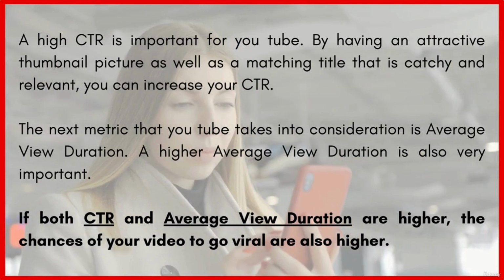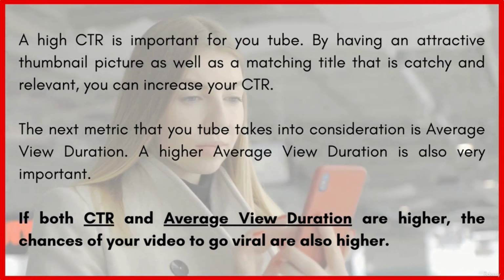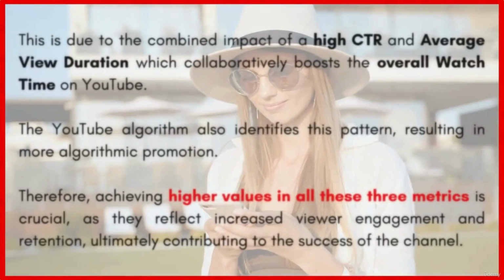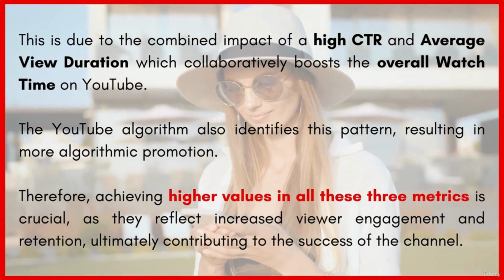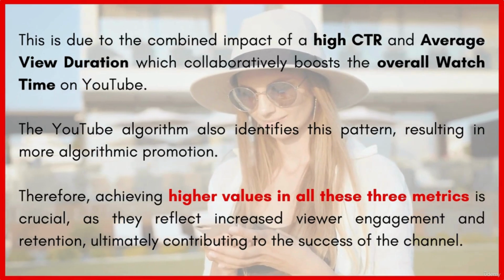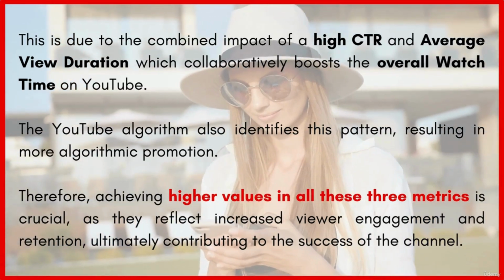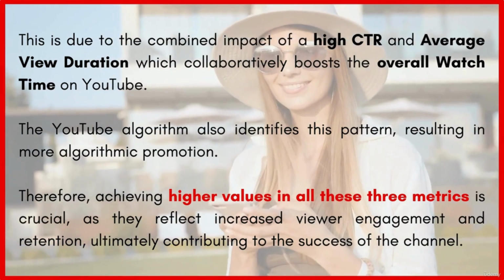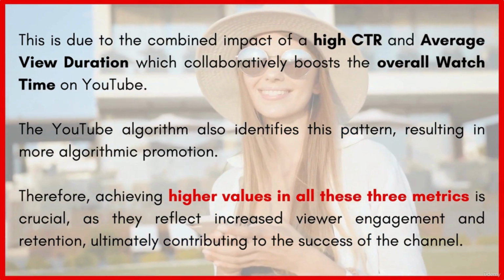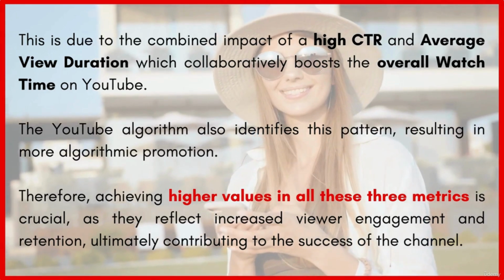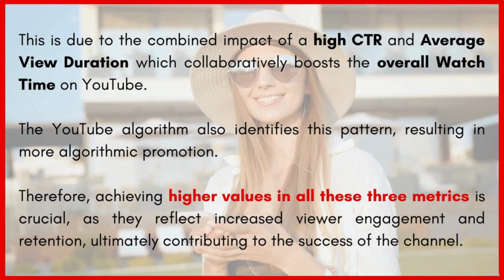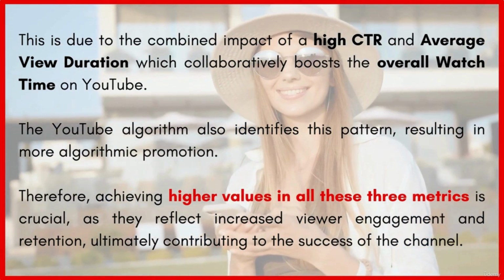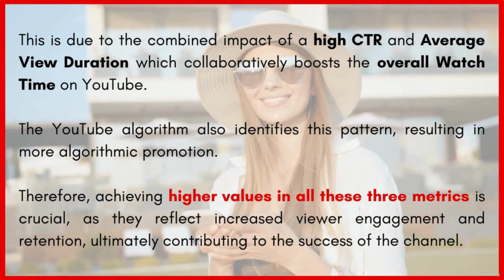If both CTR and average view duration are higher, the chances of your video going viral are also higher. This is due to the combined impact of a high CTR and average view duration, which collaboratively boosts the overall watch time on YouTube. The YouTube algorithm also identifies this pattern, resulting in more algorithmic promotion. Therefore, achieving higher values in all these 3 metrics is crucial, as they reflect increased viewer engagement and retention, ultimately contributing to the success of the channel.